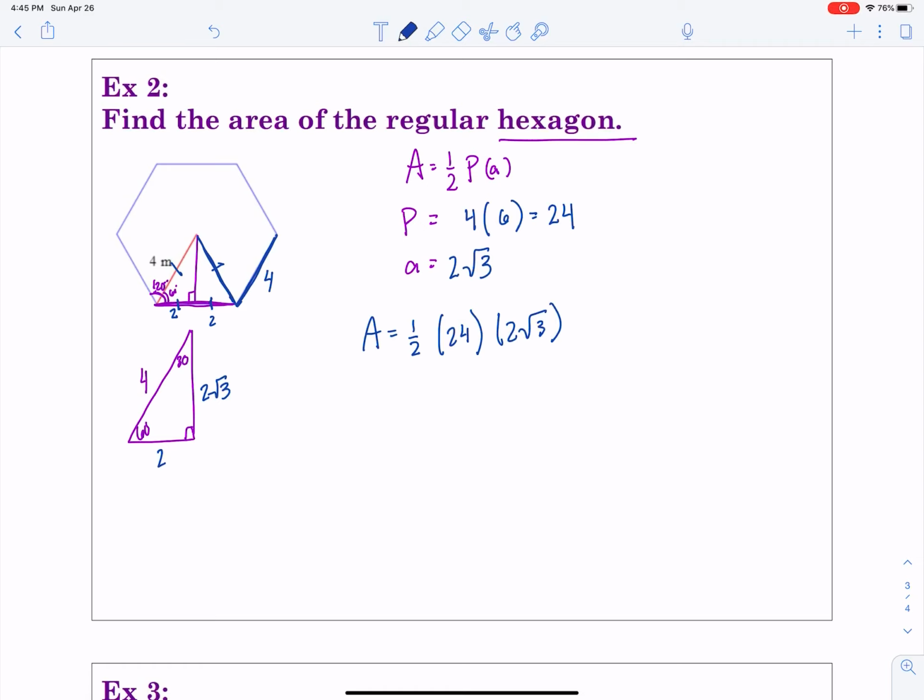So there's more than one way to solve it here. You could take half of 2 or half of 24. Either one would work. Half of 24 is 12. 12 times 2 is 24, so back to our 24. And we get 24 root 3, and we are in meters squared.